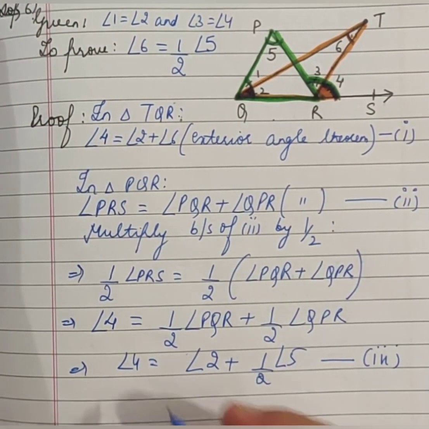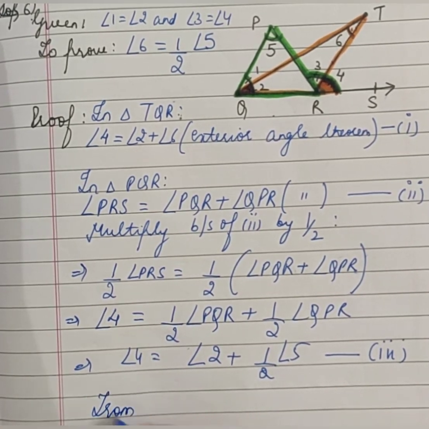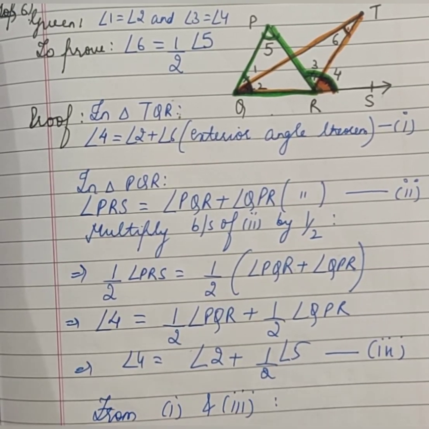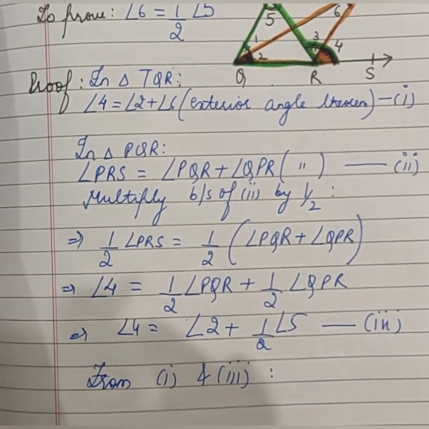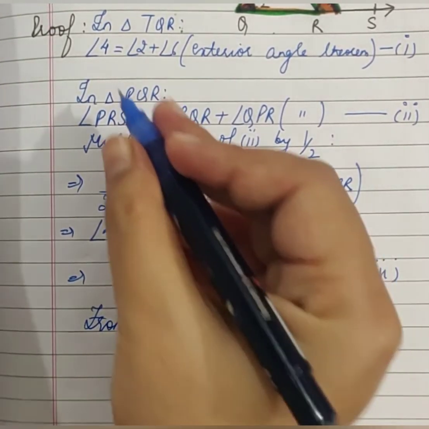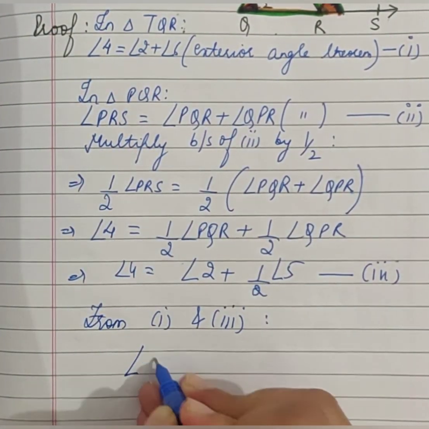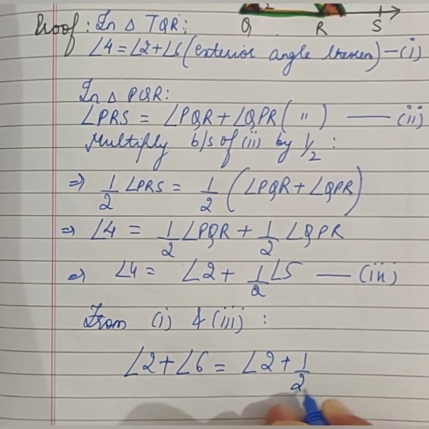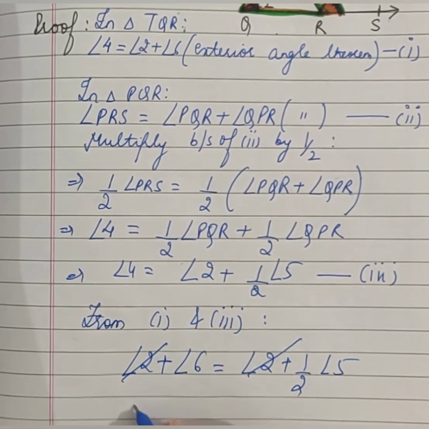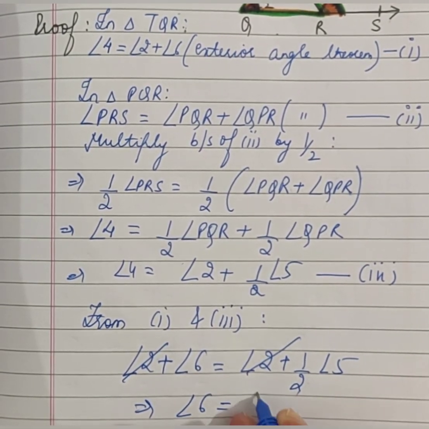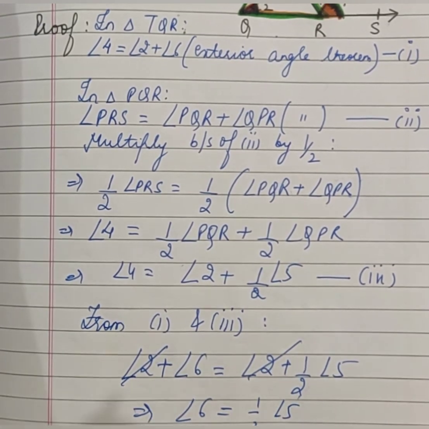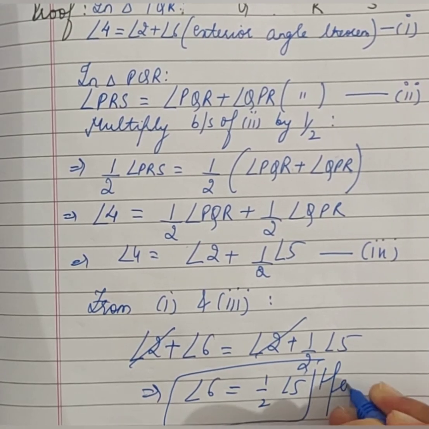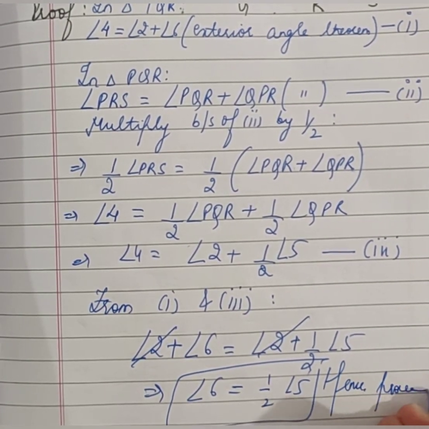So from 1 and 3, what will happen? See, left hand sides are same, angle 4 and angle 4. I can easily equate the right hand sides. So angle 2 plus angle 6 will be equal to angle 2 plus half of angle 5. Angle 2 cancels. We are left with angle 6 is equal to half of angle 5. This is what we were supposed to prove. So hence proved. That's it.